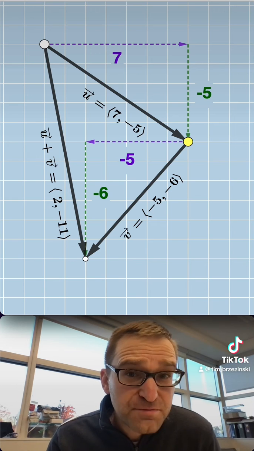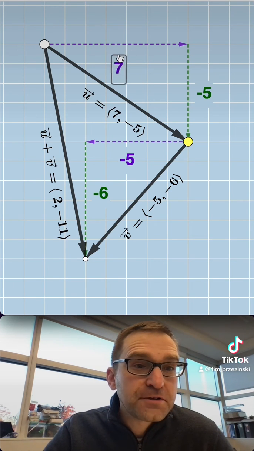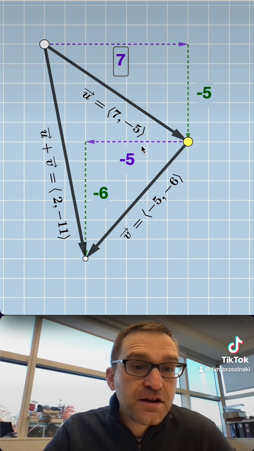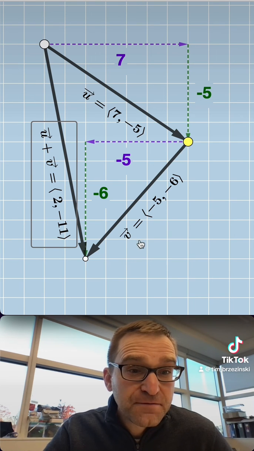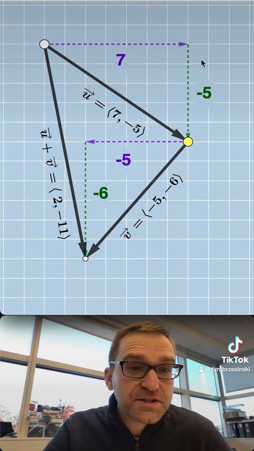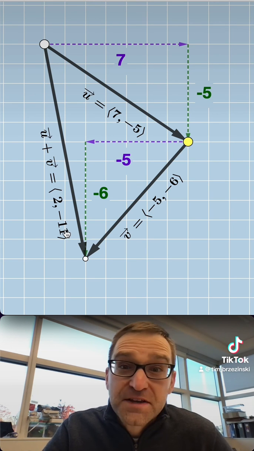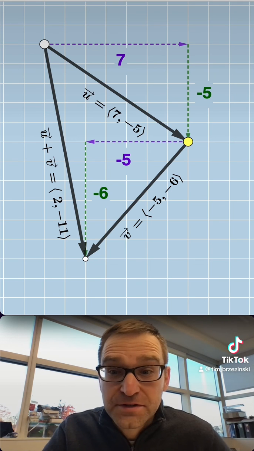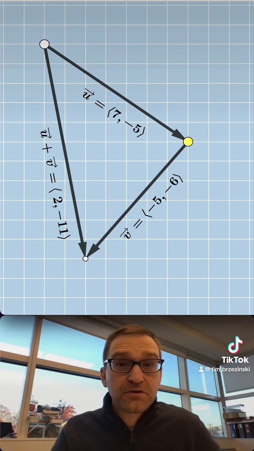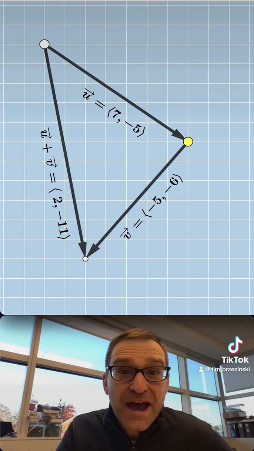So logically, this makes sense because if this force vector wants to move a particle 7 units east, and this one right here wants to move it 5 units west, well, the resultant is going to actually be 2 units east, if that makes sense. And since this vector wants to move a particle 5 units south, and this one wants to go 6 south, it makes sense that the resultant should have a vertical component that's 11 units south, or in this case, -11. So really, this is what we call the tip-to-tail method of adding vectors.